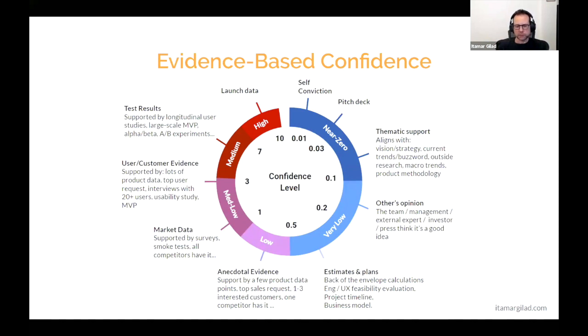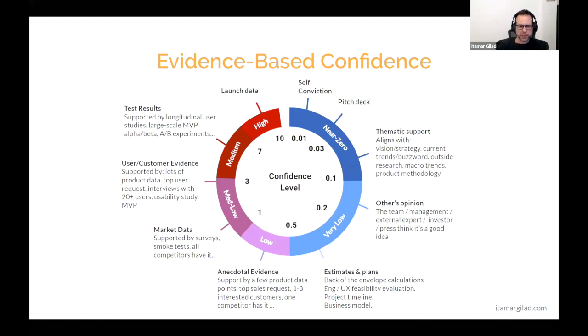Anecdotal evidence is about finding a few points of evidence. It could be in our logs, it could be in discussions with customers, it could be one customer request or a sales request. These things are anecdotal. Anecdotal is great, it shows that there's some support, but it's still weak. It's still low confidence. In order to gain more confidence, we need to go to the market and collect much more data through surveys, smoke tests, competitor analysis, and more.